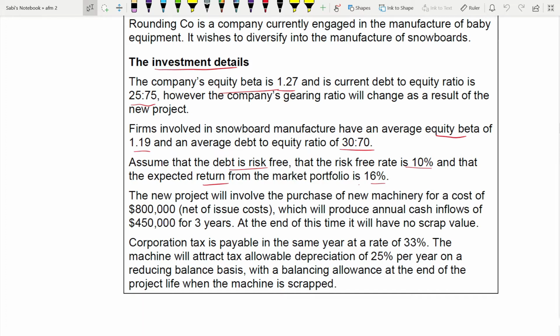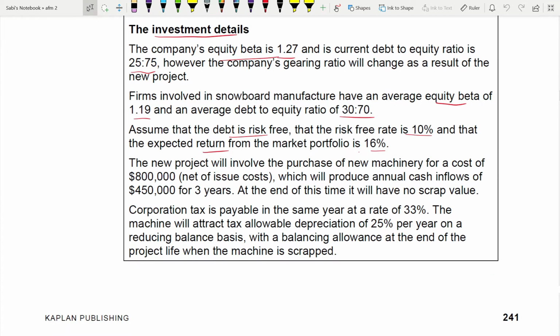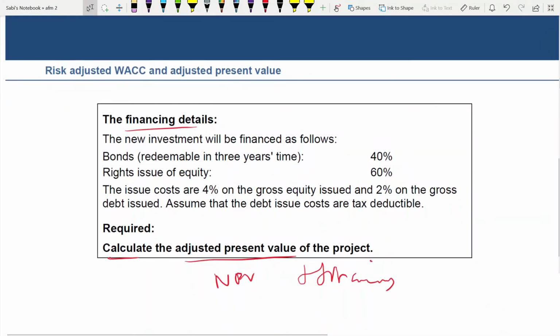Okay, so then we know that new machinery cost is 800,000, which is net of issue cost. Cash inflow is 400,000 for 3 years. No scrap value. Corporation tax is 33%. Tax allowable depreciation is 25%, reducing balance with a balancing allowance at the end when the machine is scrapped. Okay, these things you can read later. But issue cost you can read. The issue cost and all will not come down.